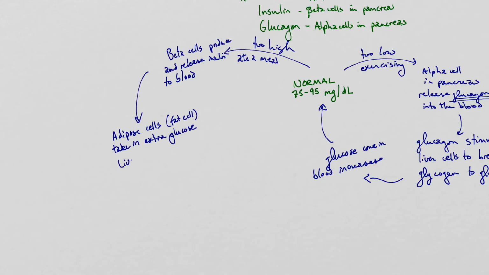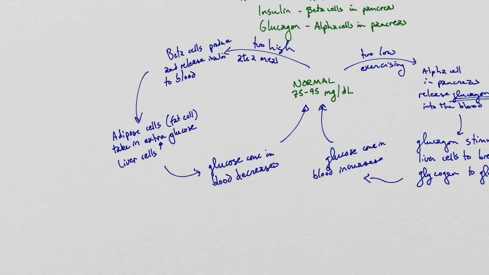Liver cells will also do this as well and store that extra glucose as glycogen, until eventually the glucose concentration in the blood decreases, and we get back to normal. So this is an example of how some hormones do negative feedback.